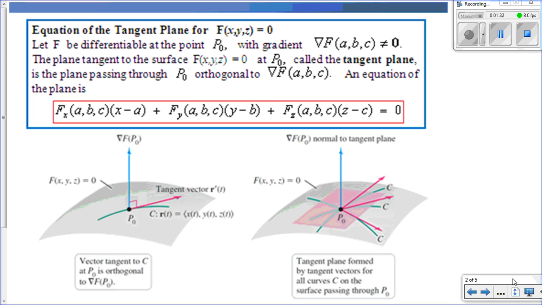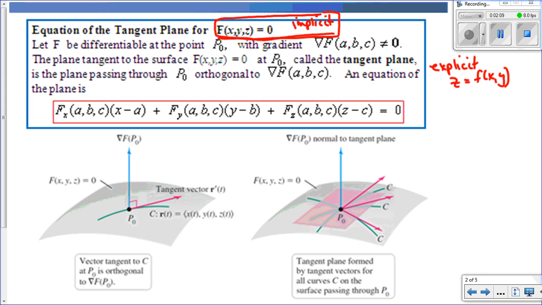Okay, now we have two different ways that we might be given the equation of a surface. One is an implicit definition, where you have a function of x, y, and z equal to 0. The other one is an explicit definition for the surface, which would be z equal to a function of x and y. So the first way that we're going to get an equation of a tangent plane will be looking at the function if it's defined implicitly.